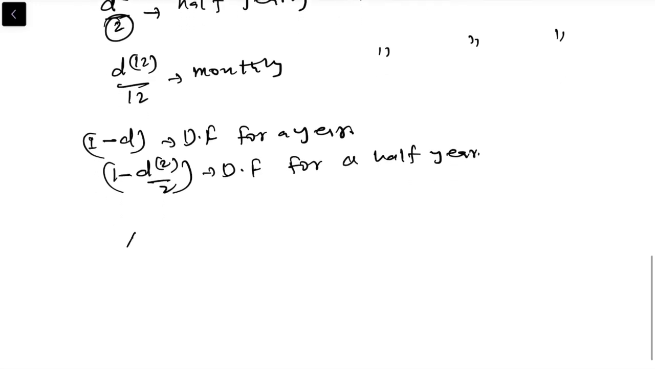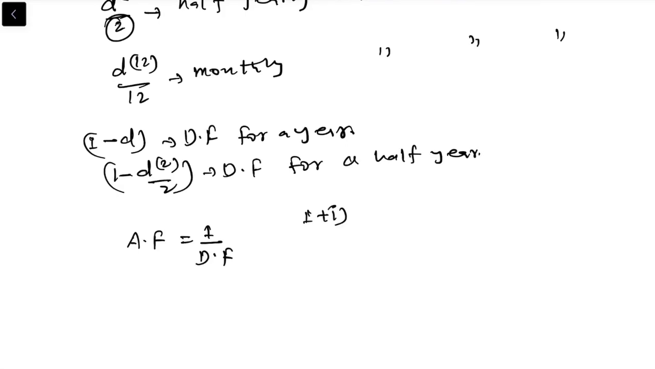Now if you remember, the accumulation factor is the reciprocal of the discounting factor. So can I say 1 plus i is equal to (1 minus d) to the power minus 1? Now this thing is the discounting factor for a year, but since we have put the minus 1 in the power, that means this has become the accumulation factor for 1 year, and this is also the accumulation factor for 1 year in terms of effective rate of interest. So these two can be equated, right?